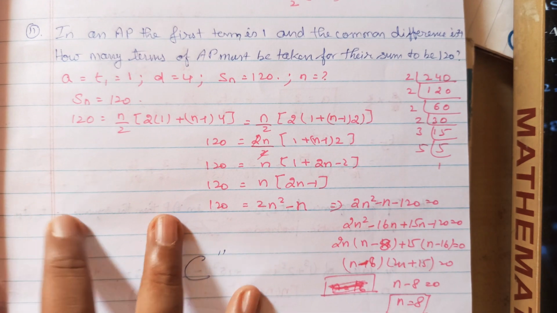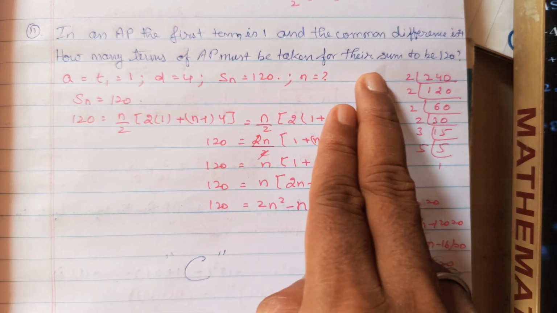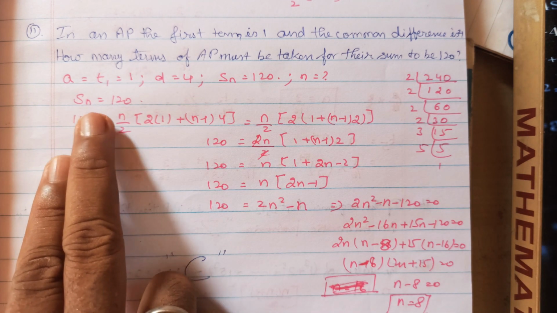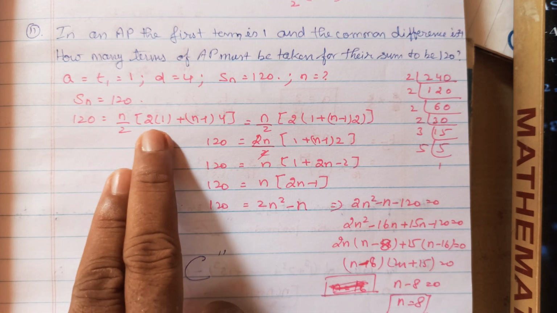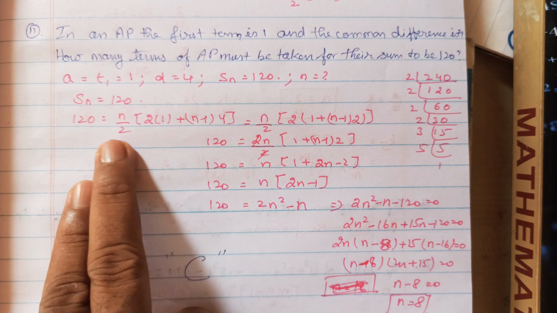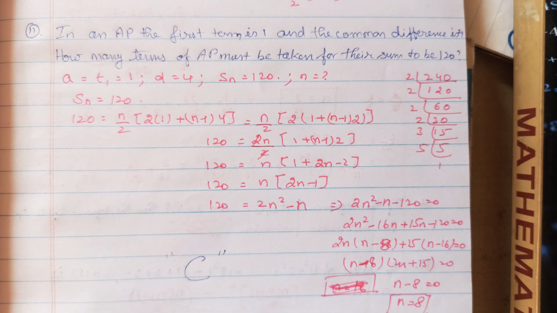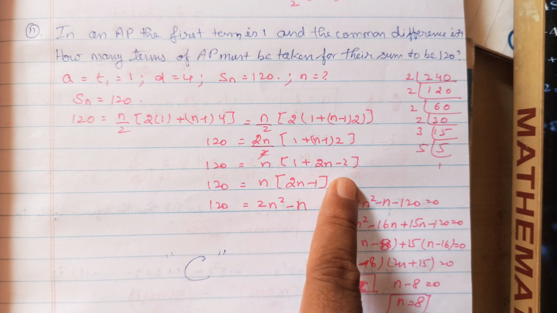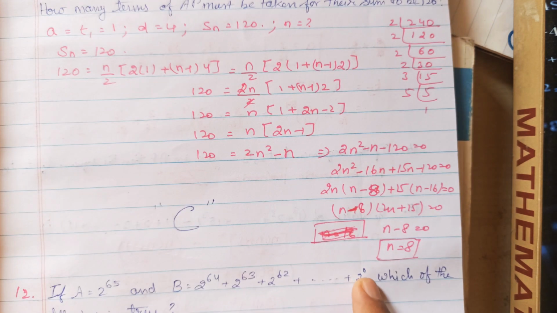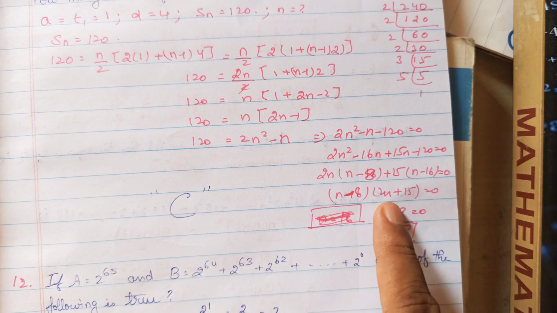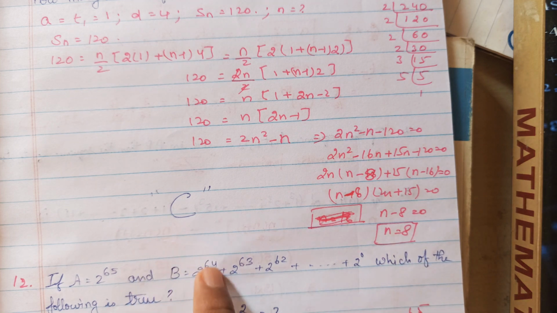Now we are coming to question number 11. In an AP, the first term is 1, the common difference is 4. How many terms of AP must be taken for the sum to be 120? So we are given the data which are given here. We write Sn equal to 120, n by 2, 2 plus n minus 1 into 4. It can be calculated in many ways. So what I did is I took out 2 common. So it becomes 2 being cancelled. So we are left with 1 minus 2n minus 2. So it becomes 2n minus 1. By quadratic splitting the middle term, we get n is equals to 8. We get n is equals to 7.5, because n cannot be negative, hence therefore n is equals to 8. So the correct option is C.